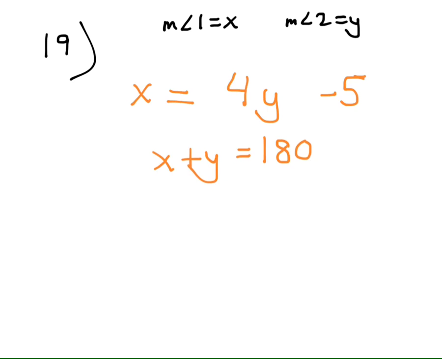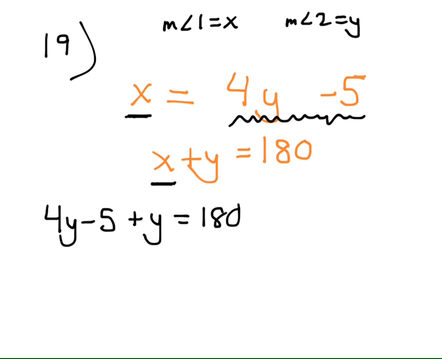That's my other equation. So this is going to be exactly like the previous problem. I have two equations. I have two variables. Since I have x by itself here, let's go ahead and substitute x with what it's equal to. That way I have an equation with just one variable, right? So I'll get 4y minus 5 plus y equals 180. I substituted this x with what it's equal to up here. That way I have an equation with just one variable. Combine my like terms, add 5 to the other side, divide both sides by 5.